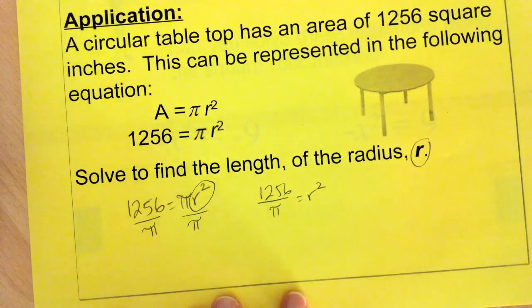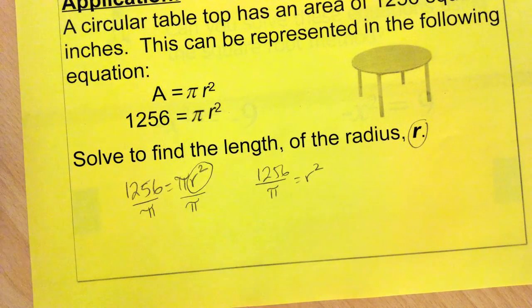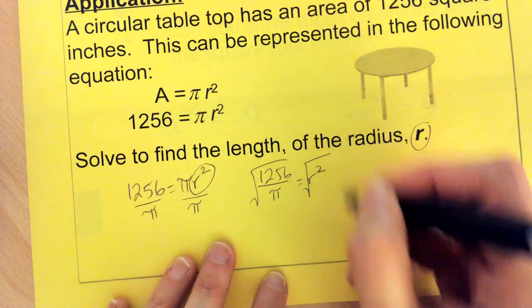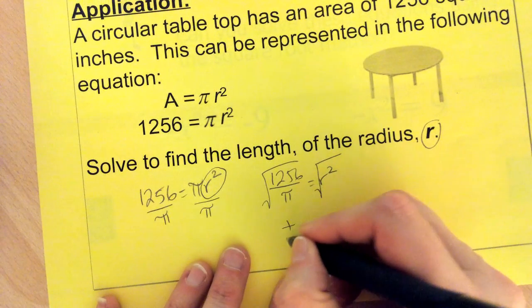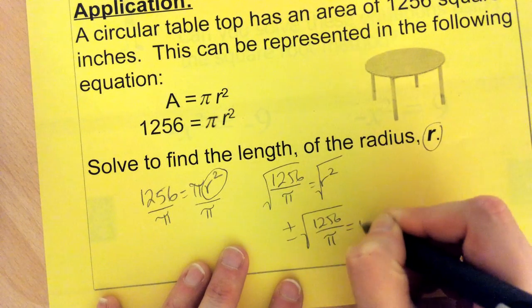And again, I'm going to leave it like this. If I get to the end and my answer is a decimal, then I'll divide by pi and take the square root. But until then, I'm going to leave it like this. So I have plus or minus the square root of 1256 divided by pi equals r.